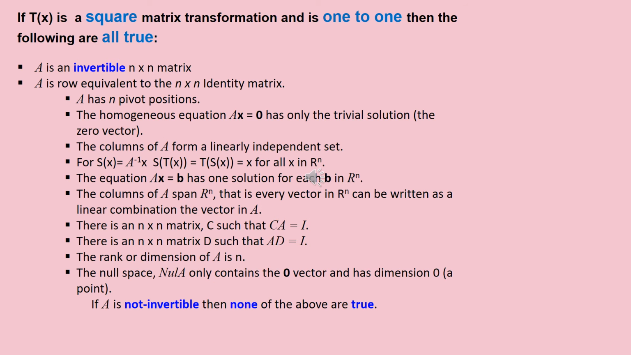So if A has an inverse, it will represent a one-to-one and onto linear transformation, and it will RREF to the identity matrix. It will have n pivot columns, so its rank will be n. Any equation has only one solution, so setting the equation equal to 0 is only going to have 0 as the solution, etc.